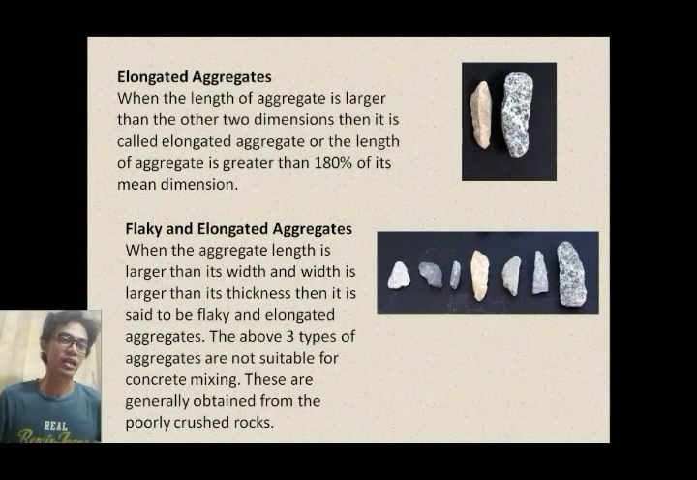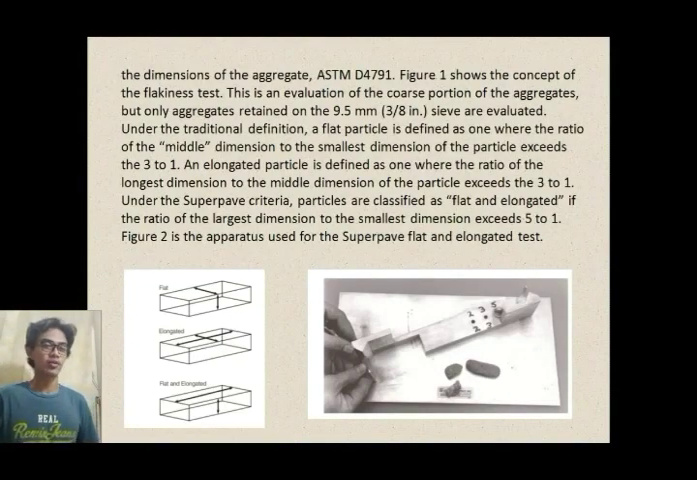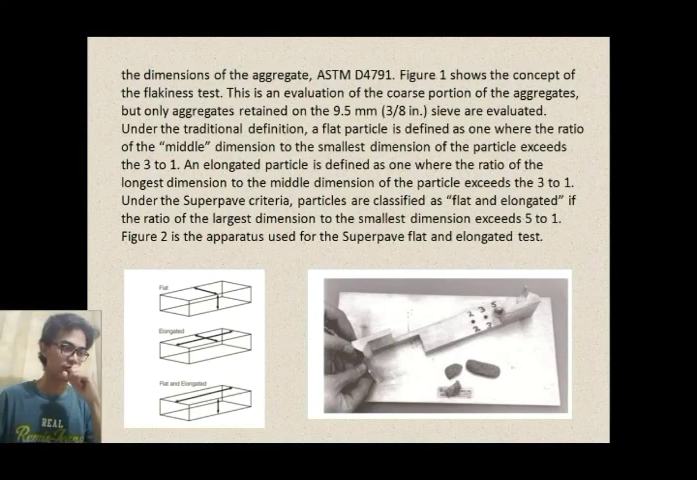So now we're gonna categorize some aggregates from their dimensions. So according to ASTM D4791, figure 1, here, there's a flaky aggregate. It's really thin. Elongate aggregates, long and flat and elongate. It's thin and long. It could actually break easily.